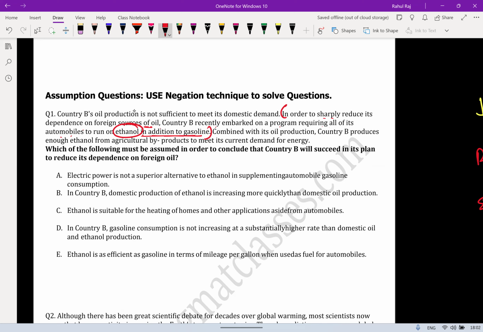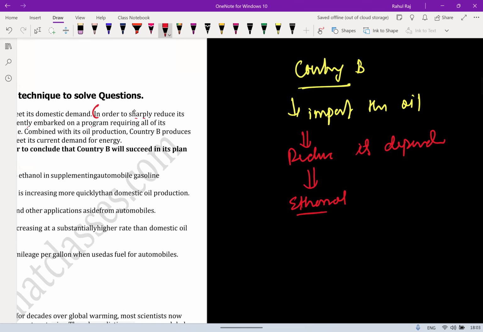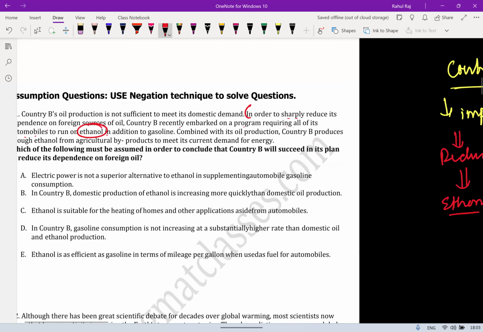If you listen to Gadkari's speech every now and then, he doesn't give a speech where he does not use the word ethanol. That is something which is important. So it might be that the country has an abundance of ethanol, so they have introduced some alternative source of fuel called ethanol. And now what is happening?